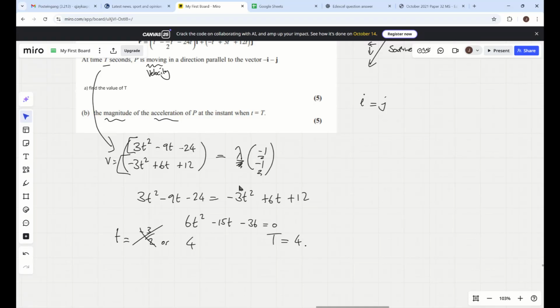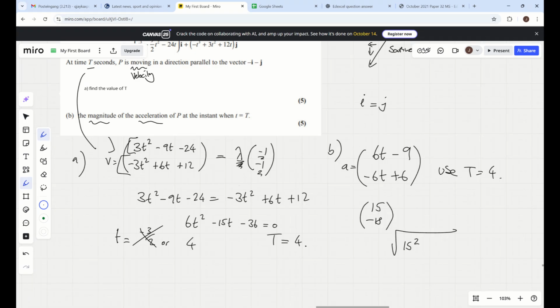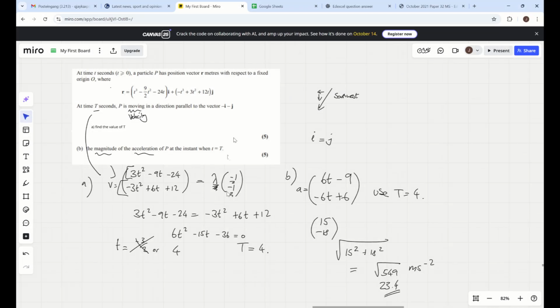Okay, so let's do part B. So that was our part A. For our part B, when we differentiate, we get 6t minus 9, and then minus 6t plus 6. So that's the acceleration. Then we're going to use t equals 4. And if we use t equals 4, we end up with 15 and minus 18. Okay, so if we do 15 squared plus 18 squared, we get root 549. And what is this? This is acceleration, which is 23.4.